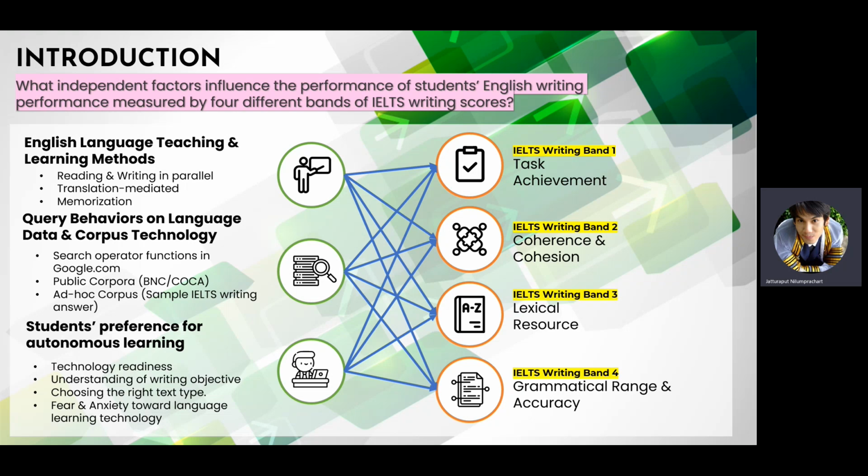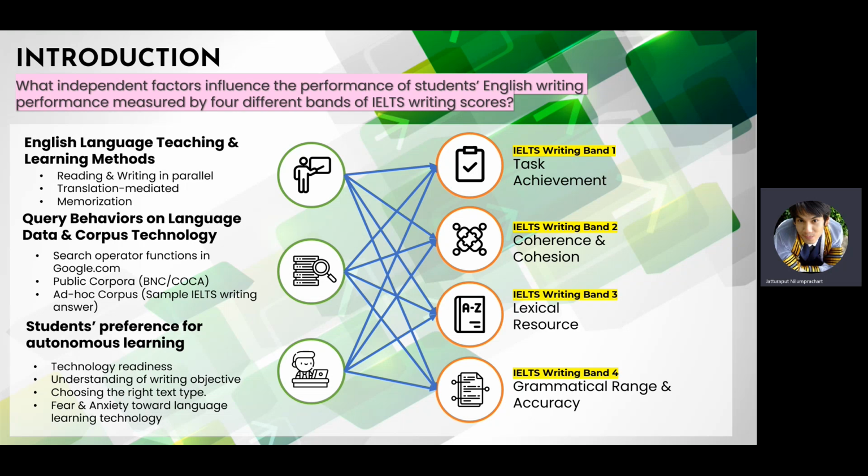And then the last one is their own preference for autonomous learning, because in the DDL approach, we have to rely on learner autonomy. So we ask them about their technology readiness, whether they accept the use of technology to help them learn English.